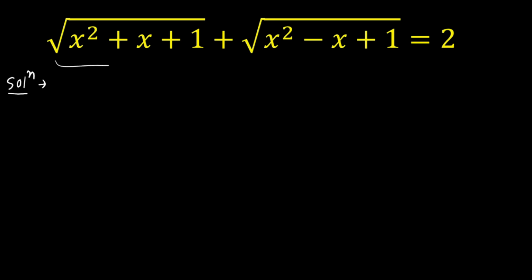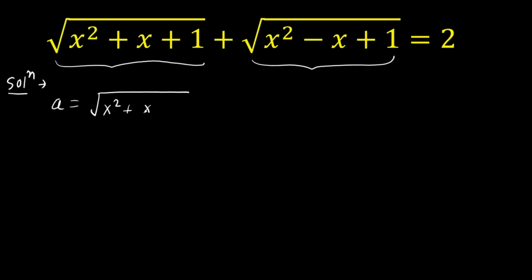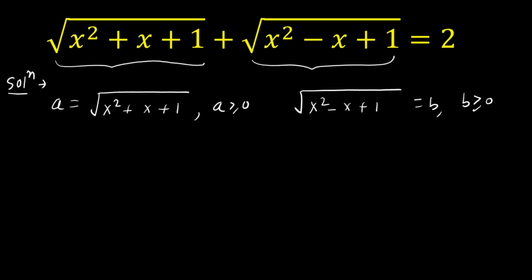If we substitute, this expression is a and this expression is b. Here a is equal to square root of x square plus x plus 1. Then a is greater than or equal to 0. And substitute square root of x square minus x plus 1 equals b. Then b is greater than or equal to 0.